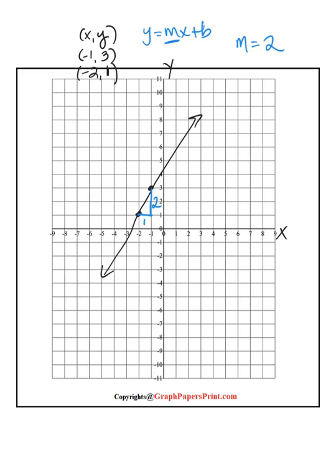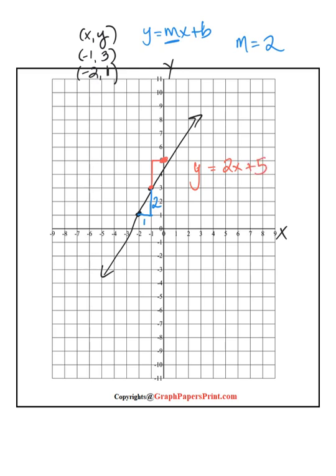So I'm going to start at this point here, -1, 3. I have a rise of 2 and a run of 1. So that puts my y-intercept at +5. So I counted up 2 over 1. So my equation of my line is y equals 2x plus 5.